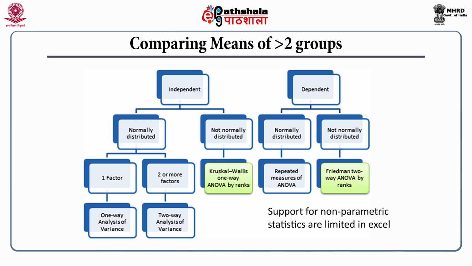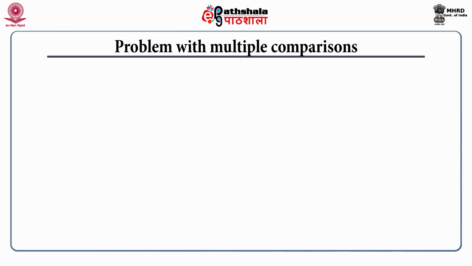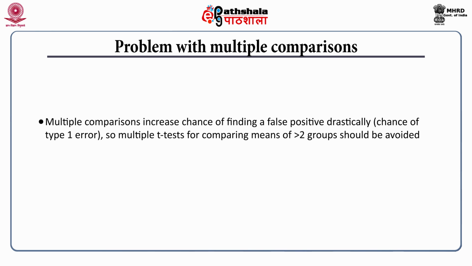None of these non-parametric methods, like the Friedman test or the Kruskal-Wallis test, is supported in Excel. So we have to use another software package like GraphPad Prism. There are multiple problems with multiple comparisons, the multiple t-test for determining significance if the groups are more than 2. Multiple comparisons increase the chance of finding a false positive drastically, the chance of type 1 error. So the multiple t-test for comparing means of more than 2 groups should be avoided.